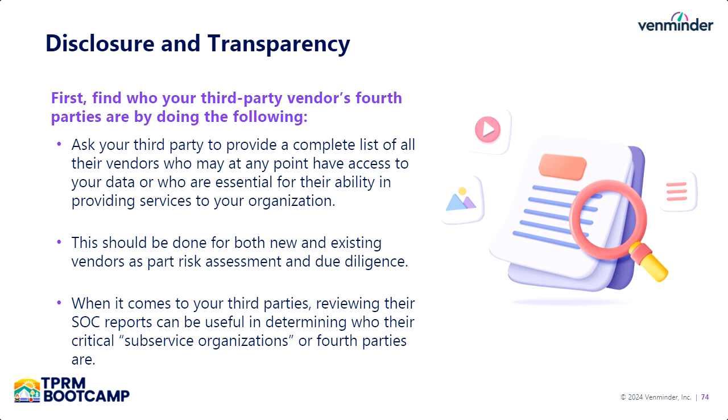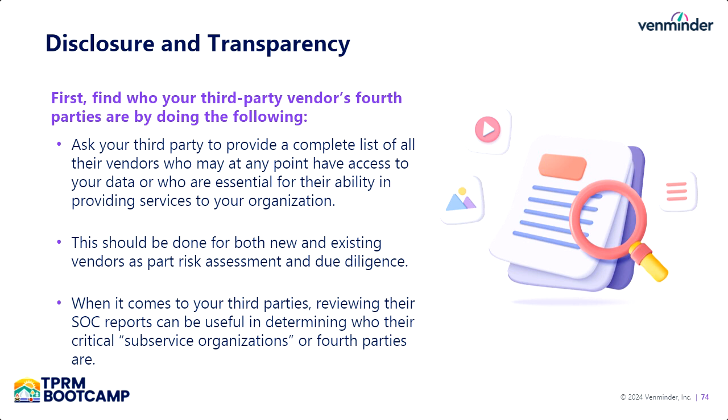Okay, let's first talk about disclosure and transparency. You want to first know who your third-party vendors are, or who your third-party vendors are working with, so who the fourth parties of those third-party vendors are. First, you need to ask your third parties, these critical and high-risk third parties primarily, to provide you a complete list of the vendors that they are doing business with that have any access to your data or, even if they don't have access to data, are essential or critical for their ability to continue to provide you services. You should do this on new vendors and existing vendors.